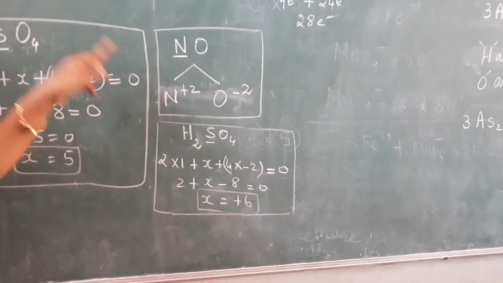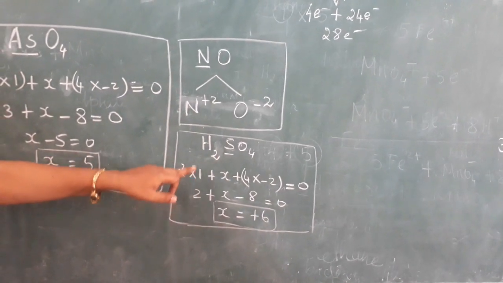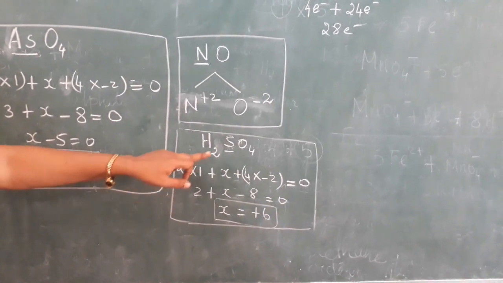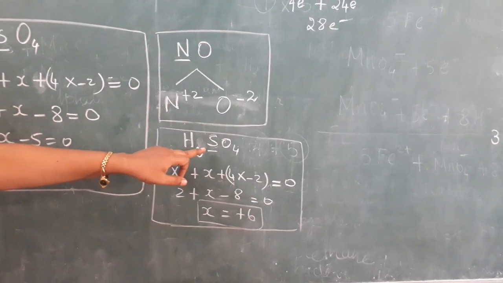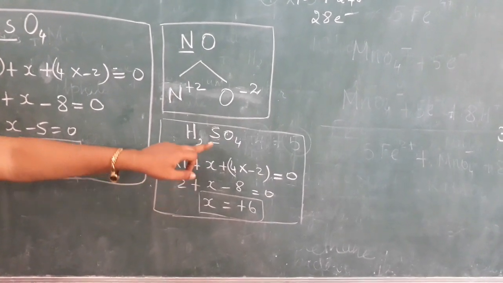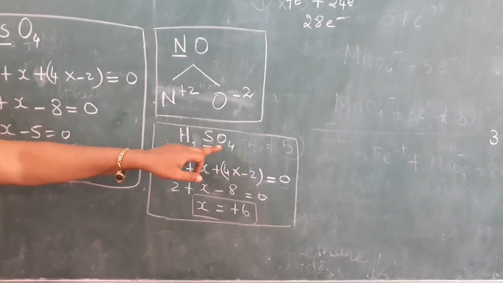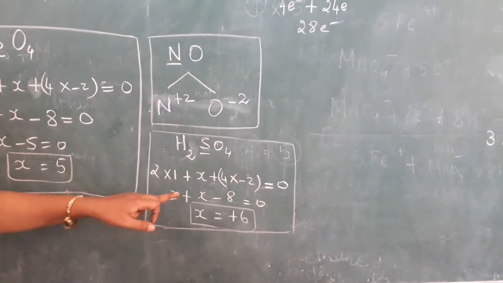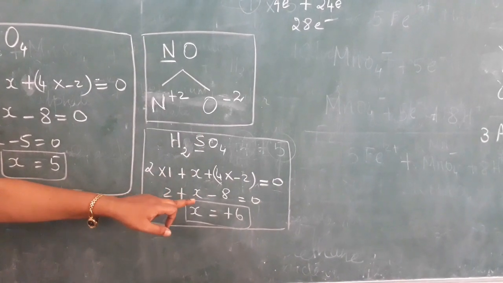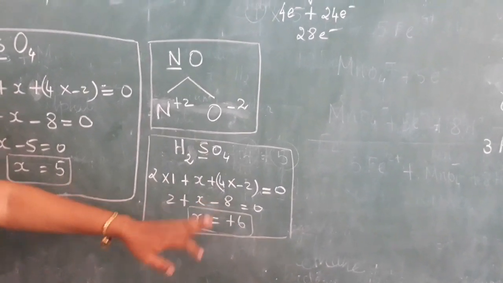The next one is sulfuric acid, H2SO4. The hydrogen is 2 into 1, and we have to find out for S. So put X for S and 4 into minus 2. It is a molecule, so the oxidation number is 0. At last, after solving this equation, we get the X value as plus 6.